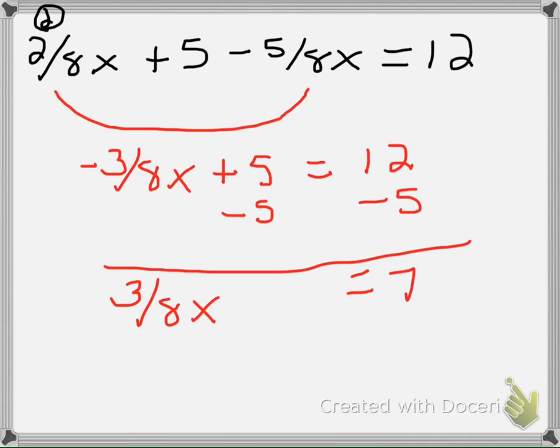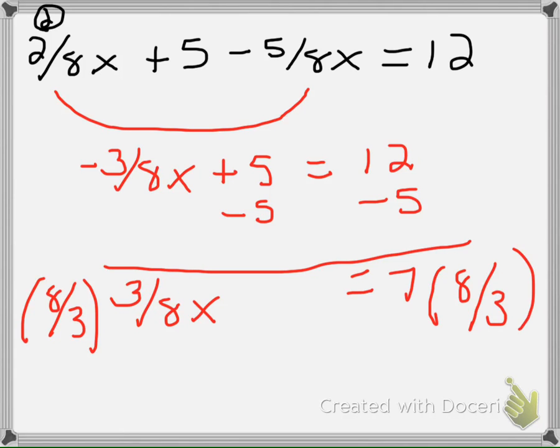Okay, what is the reciprocal of 3/8? What's the reciprocal? 8/3. So I'm going to multiply. The parentheses show that I'm multiplying. I'm going to multiply this fraction times this fraction. And I also have to do it on this side. Here I go. Anytime you multiply a fraction times its reciprocal, you get 1. And what is 1 times x? X. Okay, over here I'm going to sneak a 1 under here.